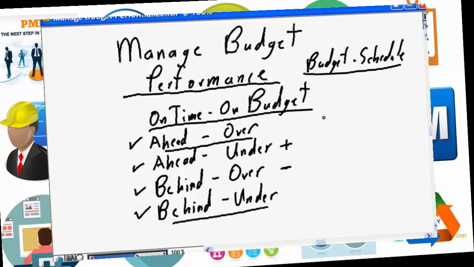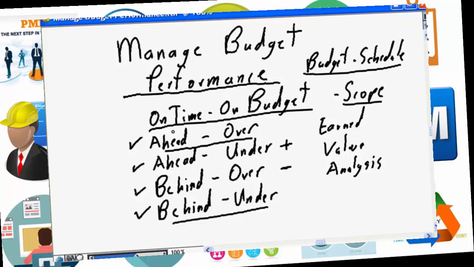There's a tool called Earned Value Analysis that helps us better understand what the combination of time and budget means, and actually adds in an additional component of scope to help us better determine whether this is a good or a bad thing. Earned value analysis is a very sophisticated process, and we will dedicate an entire nugget on earned value later in the series.